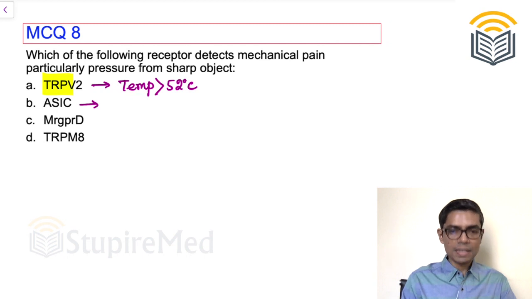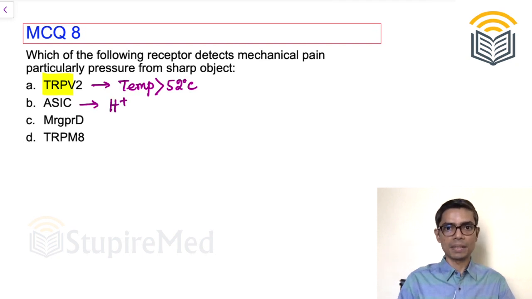ASIC, this is acid sensing ion channels. This is responsible for detection of H plus ion mediated pain. So this is basically chemical pain.